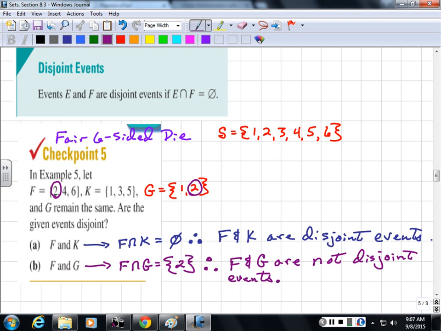Okay, now we're going to talk about the basic probability principle. Yes, I'm sorry. How did you know G was that? Because that's in example 5, and I was just pulling it in instead of going into the book. Does that make sense now? I'm sorry, I should have been more clear about that.